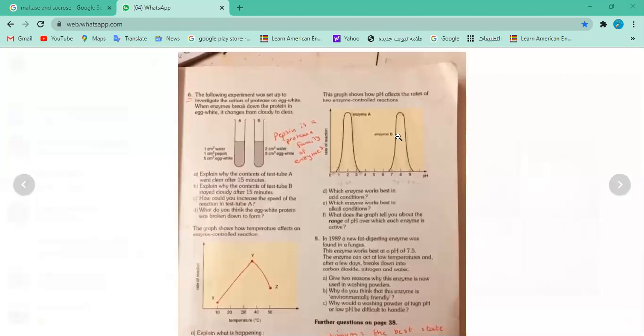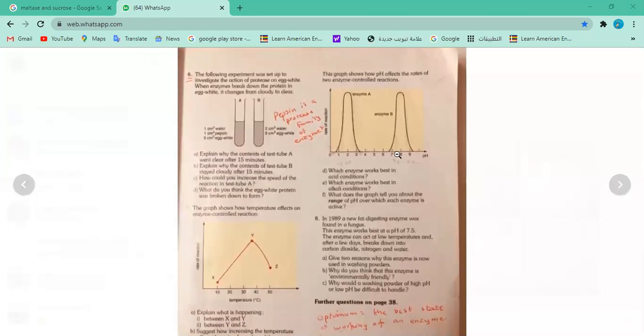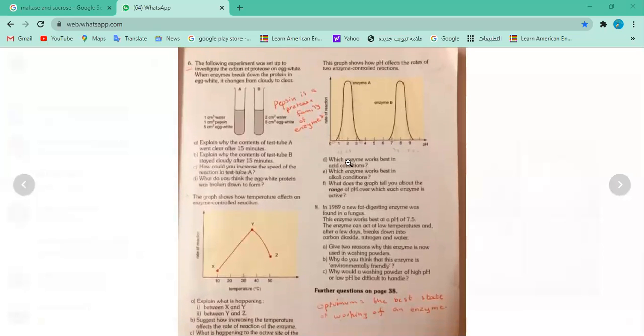B is active above 7. It's not working below 7. If you're lowering the pH, you are basically bringing it down to the acidic, so it's not going to work. So I will just quickly finish this, because it's almost prayer time. What does the graph tell you about the range of pH over which each enzyme is working or is active? Yes, Javeria?